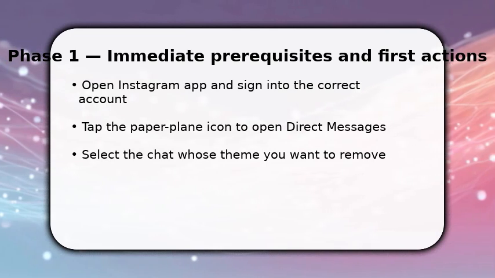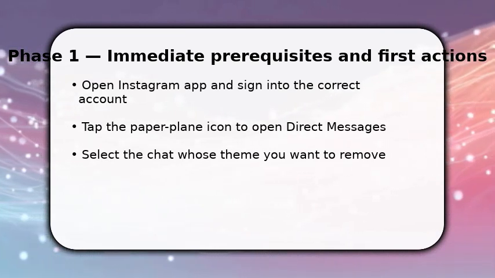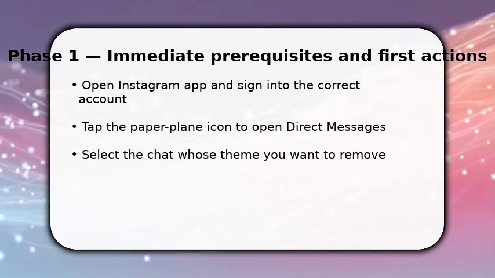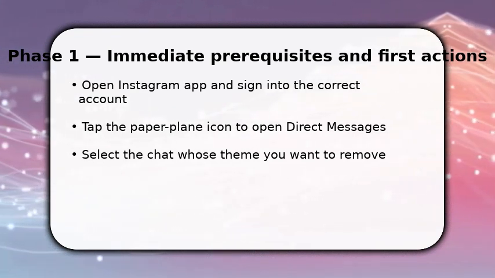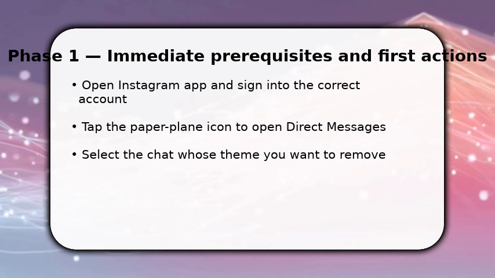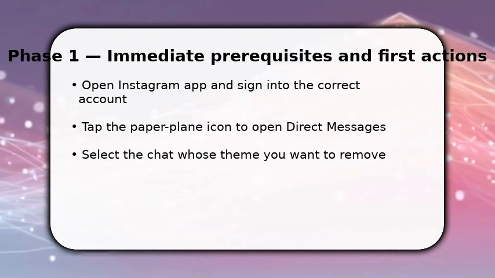You start by opening the Instagram app and going straight to direct messages. This saves time. Tap the paper plane icon, then open the specific chat. Once the conversation is visible, tap the chat name at the top to open chat settings.